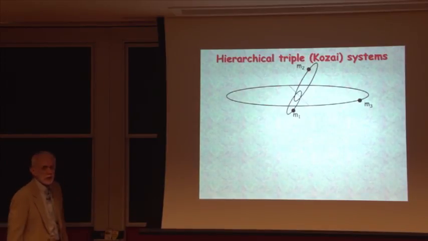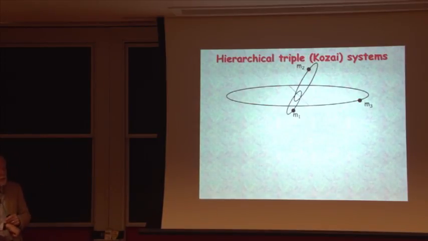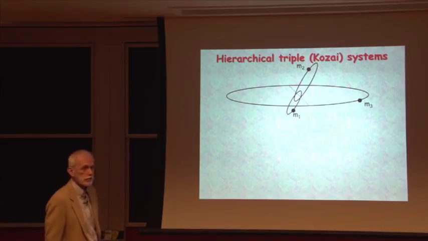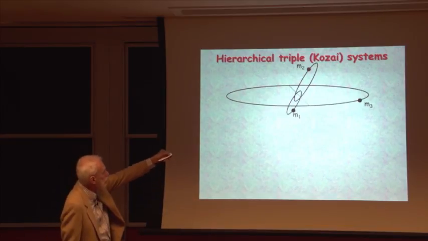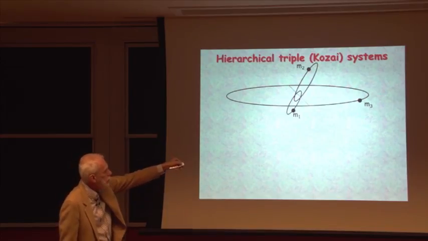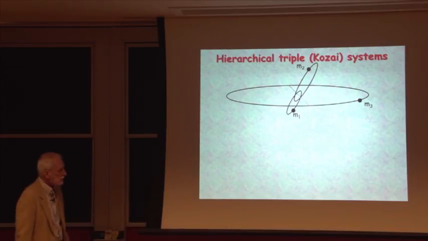So another context where I think these things might be interesting is the hierarchical triple problem, the Kozai problem. So here you have a binary system. This is not really to scale. It's meant to be a close binary system whose semi-major axis is small compared to the distance to a third body.